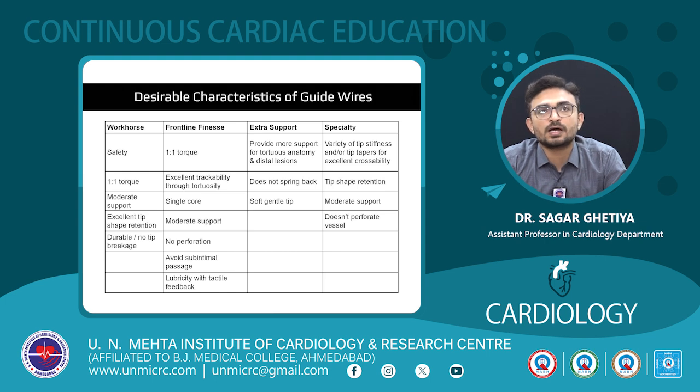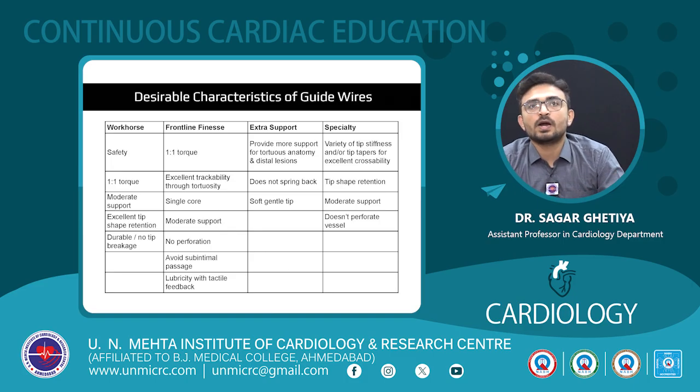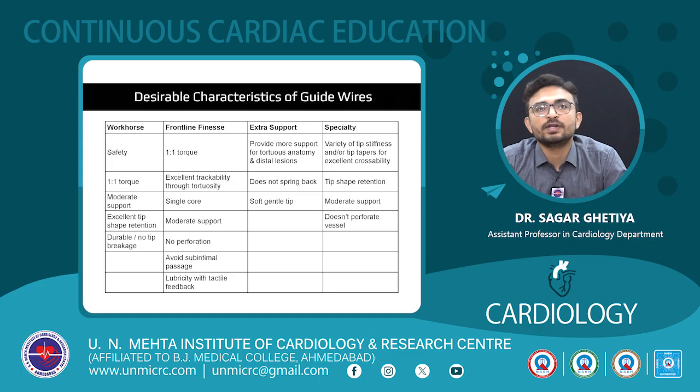So what are the desirable characteristics of guide wires? For workhorse wires, safety and durability are the main characteristics we require. While in frontline finesse wires, we require good torqueability with excellent trackability, with minimal chances of perforation. In extra support wires, we require more support to deal with tortuosity and difficult anatomies. While in specialty wires, we require a variety of tip stiffness and a variety of either tapering or non-tapering tips, with moderate support.